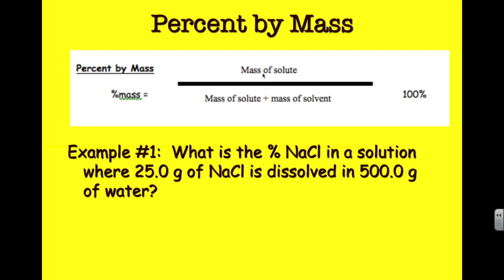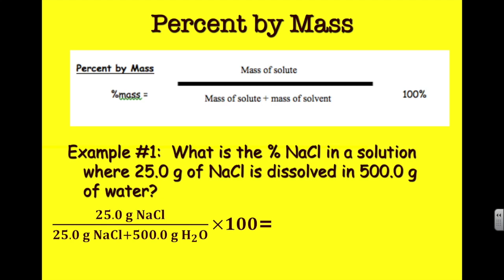So the equation for this: the percent mass equals the mass of the solute divided by the mass of the whole solution, which would be the mass of the solute plus the mass of the solvent. So what is the percent mass of NaCl in a solution where 25 grams of NaCl is dissolved in 500 grams of water? Well, if you just take 25 grams of NaCl and divide by 25 plus 500, you'll end up with 4.76%.